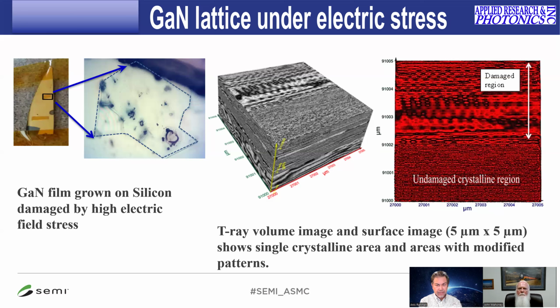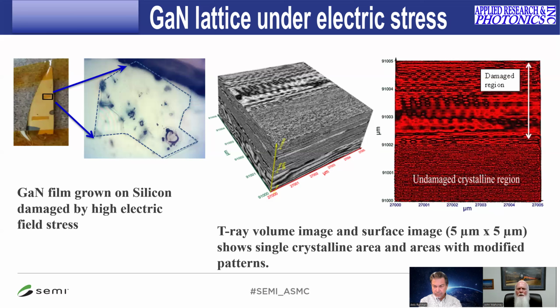This is 5 micron by 5 micron by probably 3 or 4 micron depth. It shows that certain areas and structures have changed. The rightmost one is the top surface view, showing areas where the crystalline region remains at the bottom, but from the midpoint on, there is a damaged lattice area.